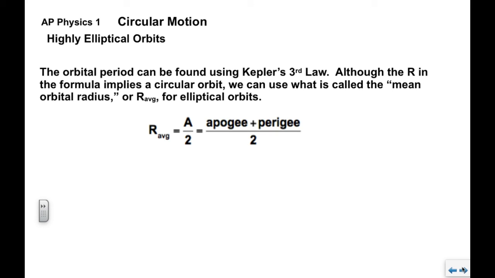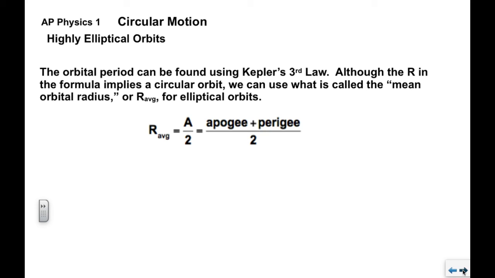The orbital period can be found using Kepler's third law. We know that the r in r cubed over t squared implies a circular orbit. We can use the mean orbital radius, or the average distance from the Sun, for elliptical orbits. And very easily we can take the major axis and divide by 2. If we know the apogee and perigee, add them up and divide by 2. Each of those would give us the mean distance from the Sun, or the r average.